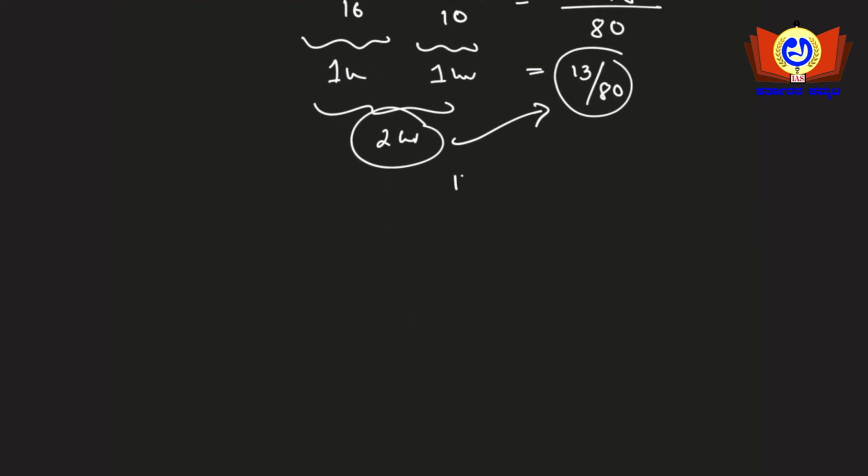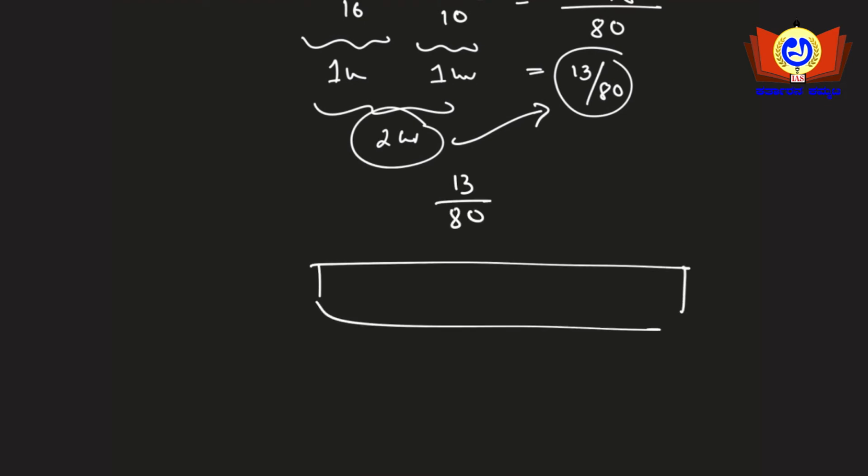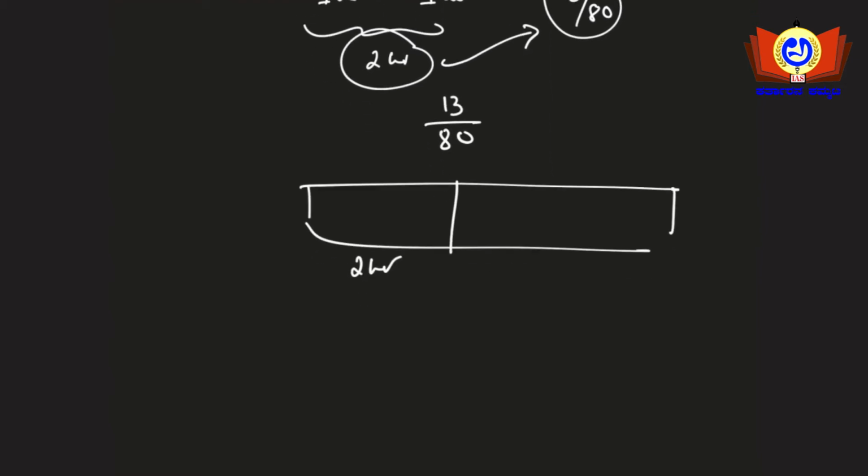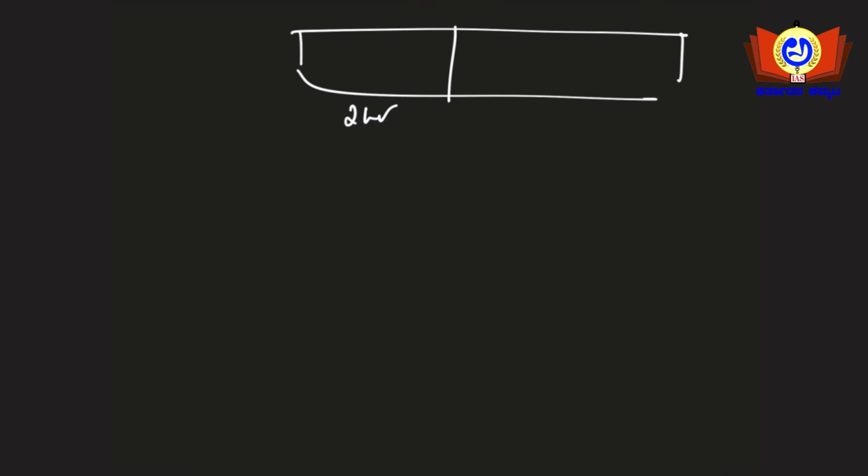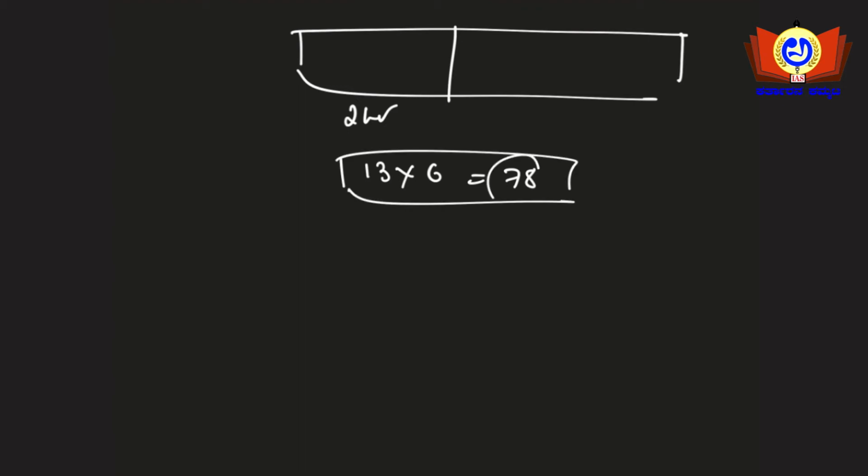What is this 13 by 80? There are 80 parts, so 13 by 80 will be taking 2 hours. Okay, so upon multiplying 13 into 6, I'll be getting 78.